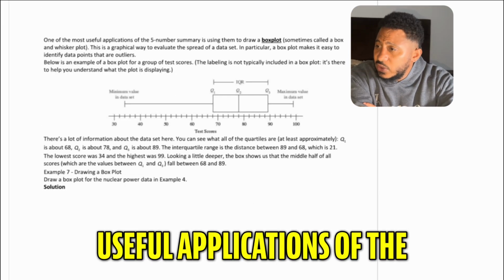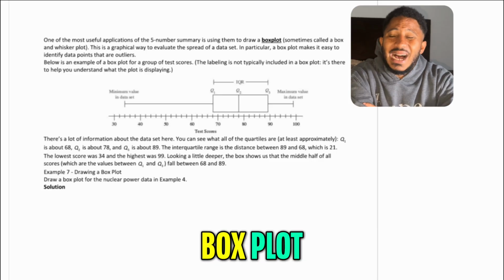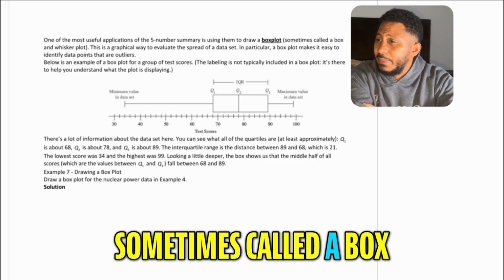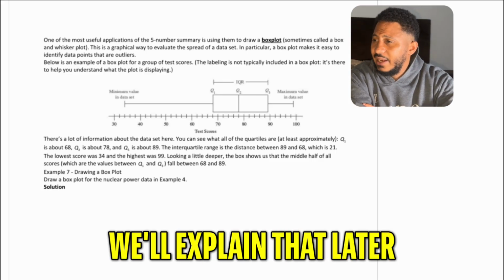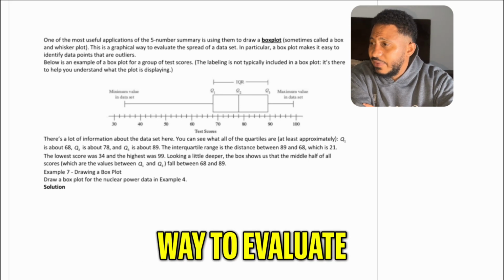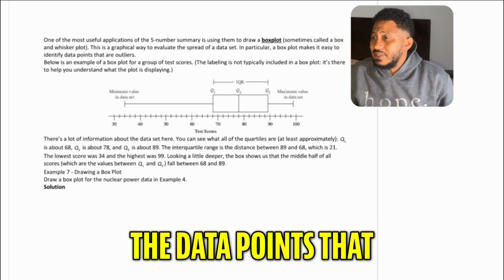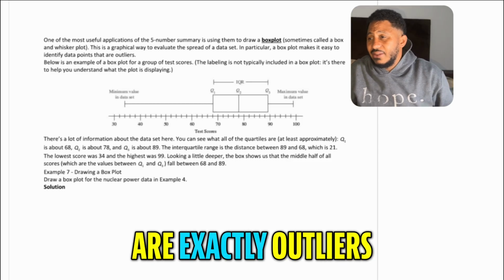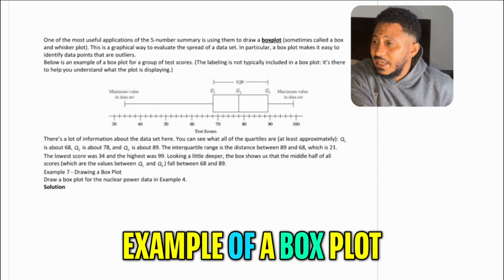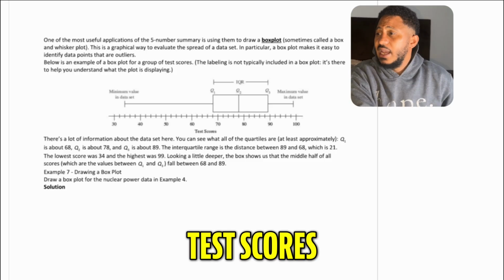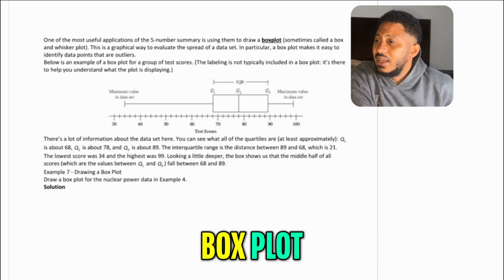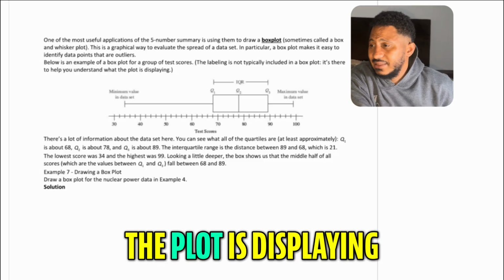One of the most useful applications of the 5-number summary is what we call a box plot, sometimes called a box and whiskers plot. We'll explain that later. It is a graphical way to evaluate the spread of a data set. In particular, a box plot makes it easy to identify the data points that are outliers. Below is an example of a box plot for a group of test scores. The labeling is not typically included in the box plot. It's just there to help you understand what the plot is displaying.